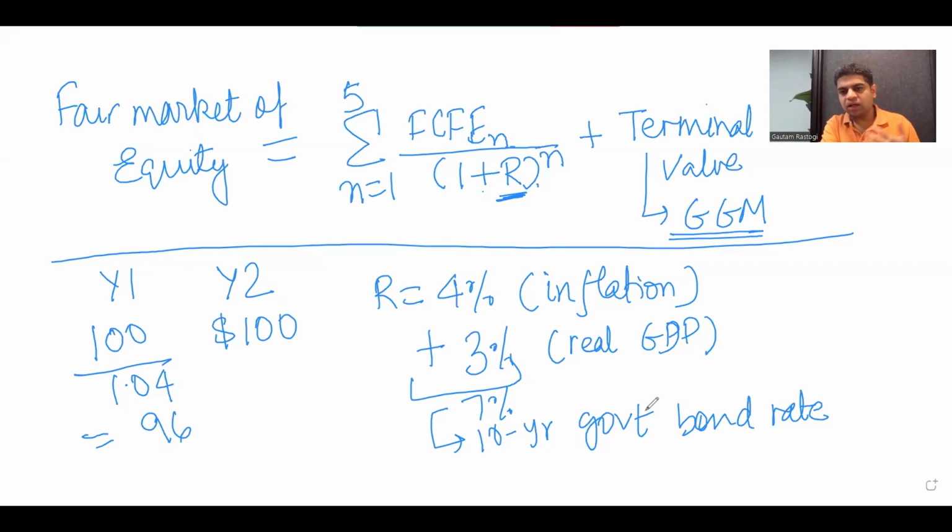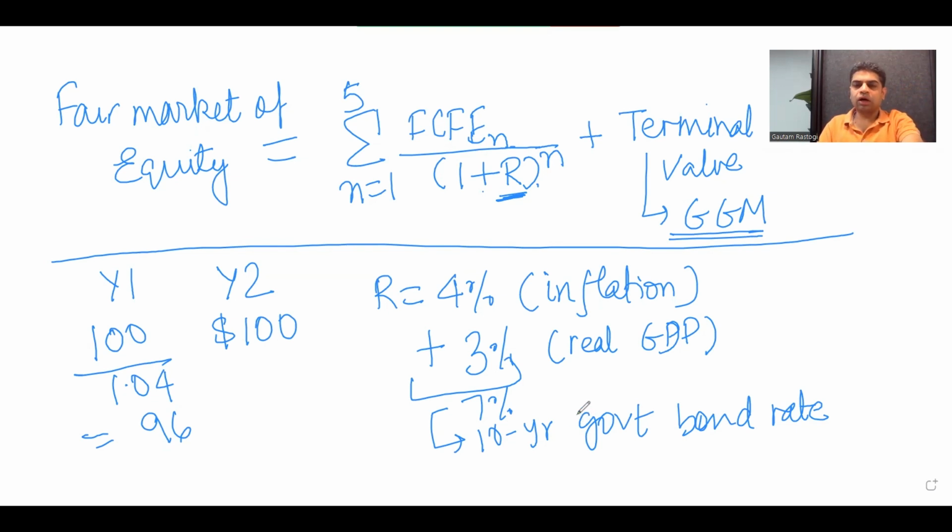By the way, think of this 10-year government bond yield as loosely equal to inflation plus real GDP growth. But get the idea that at a bare minimum, an investor would expect to earn the government bond yield. In India, the 10-year government bond yield is closer to 7.2% right now. So that is the bare minimum return expectation that an investor would have.